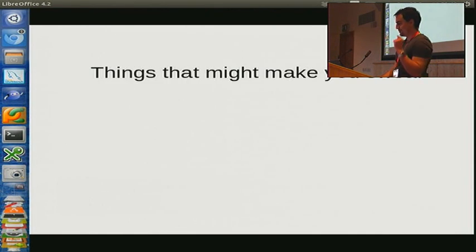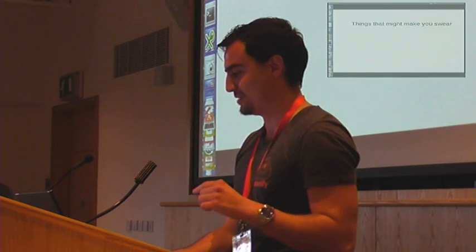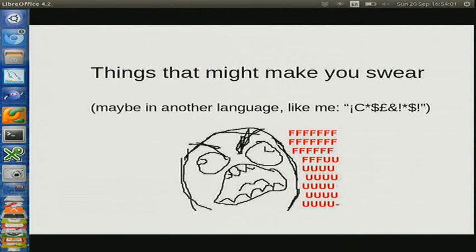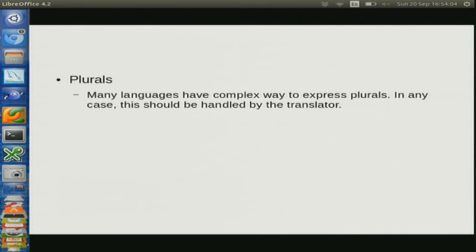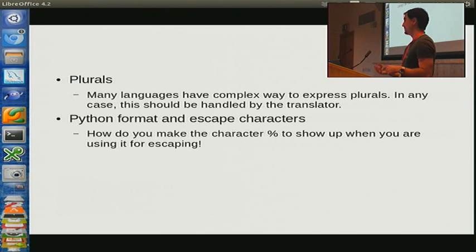So what might make you swear, and that's the trickiest part about translations. And if you speak another language like me, you will swear in your language. So first one, plurals. Turns out that there are many languages that don't have only 2 plurals. They have 3 or 5, and that can be a pain in the neck if you don't understand that. But usually translators deal with that. Another thing is Python format has an escape character, and if you use percentages or rates, like we do in our company, it might be a problem as well.